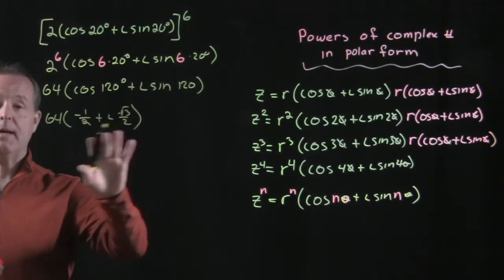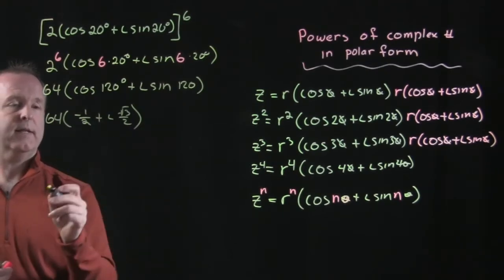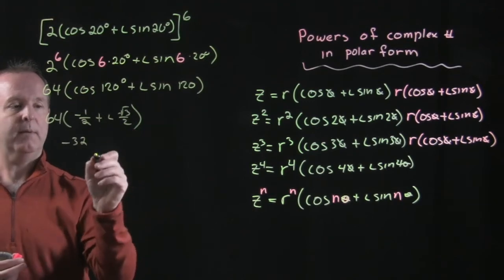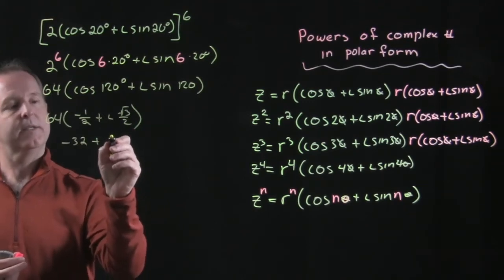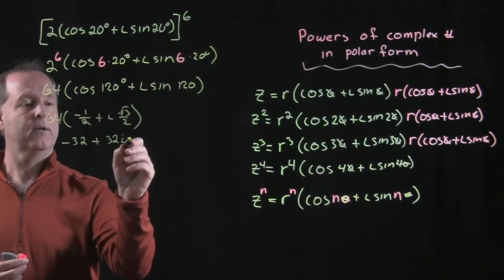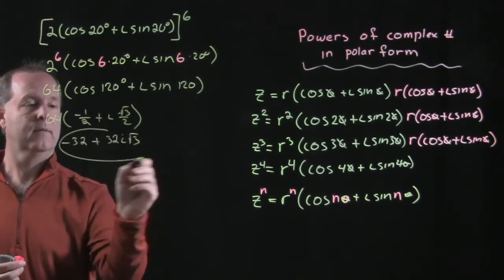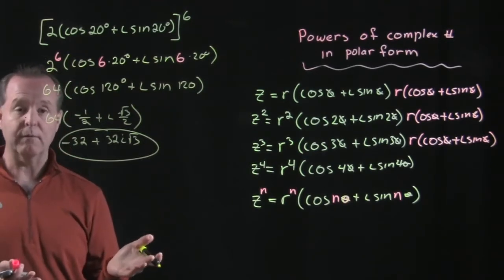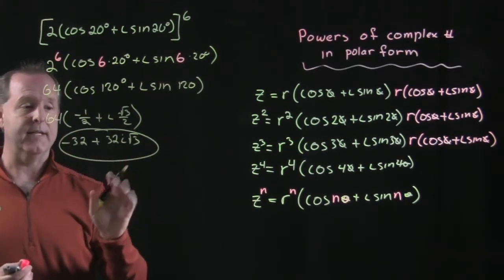We can go ahead and multiply that 64 through. 64 times a negative 1/2 is a negative 32. Multiply that through plus an I, so we'll do a 32 I root 3. And there's the original complex number in polar form raised to a power of 6.